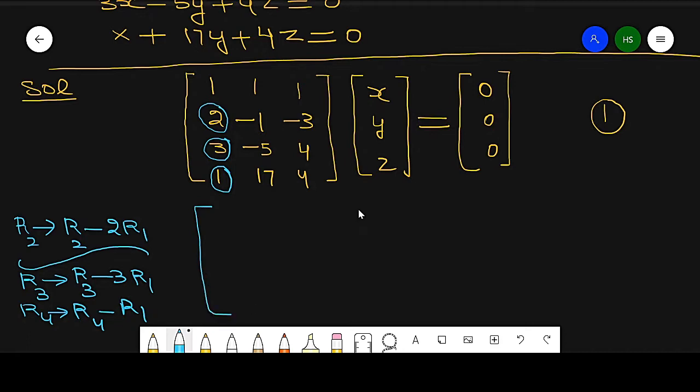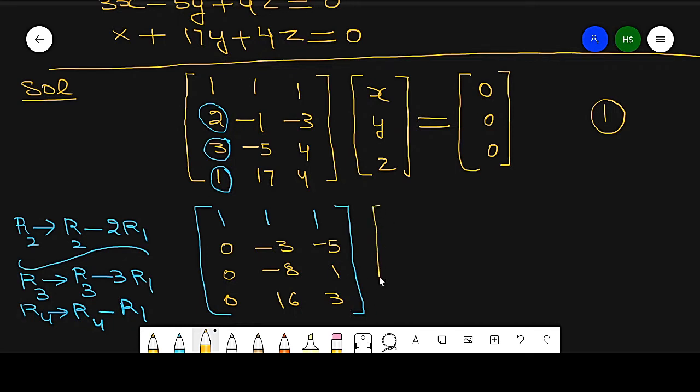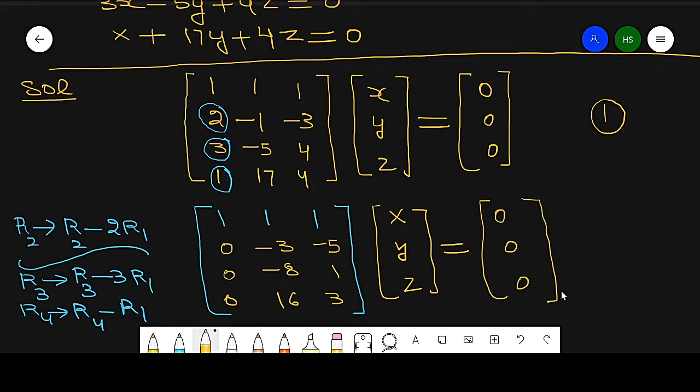So this will become 1 1 1, then 0 minus 3 minus 3 and again 0 minus 8 1, and next is 0 16 3, into x y z, equal to 0 0 0. So this is my second step.